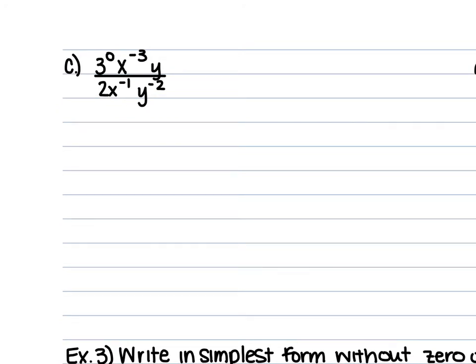First of all, one of the first things I see is that 3 to the 0 power. I'm going to rewrite that, because anything to the 0 power, as long as it's not 0, will always give me 1. So this 3 to the 0 power just becomes 1. And then on the bottom, we've got a 2. On the top, we've got an x to the negative third power. On the bottom, we've got an x to the negative first power. We've got y on top and y to the negative second power.